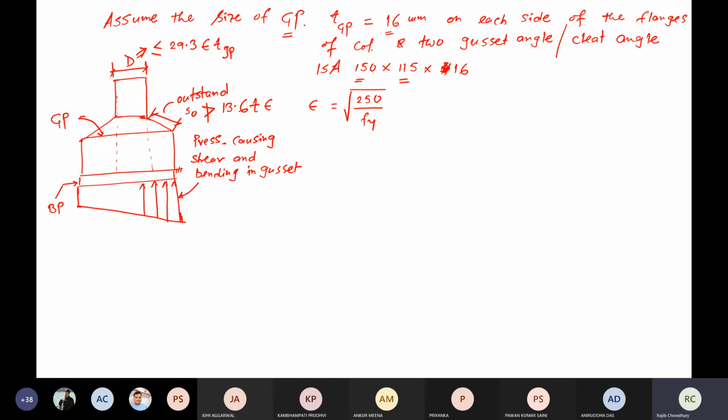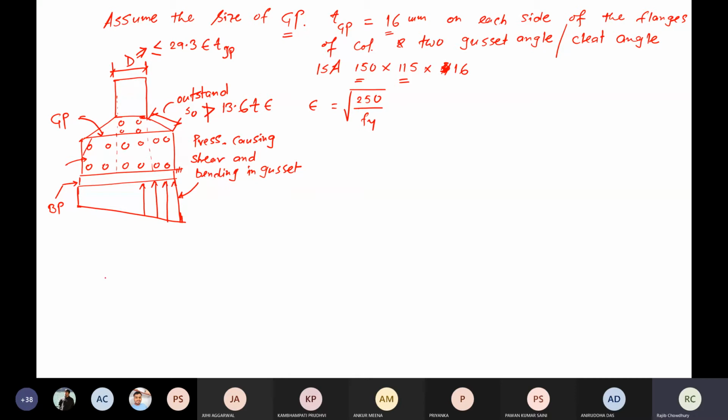There are certain other things that will be coming slowly, and on this particular diagram there would be some bolts over here, here also there would be certain bolts, and certain bolts. Okay, so here your cleat angle or the gusset angle is to be made.